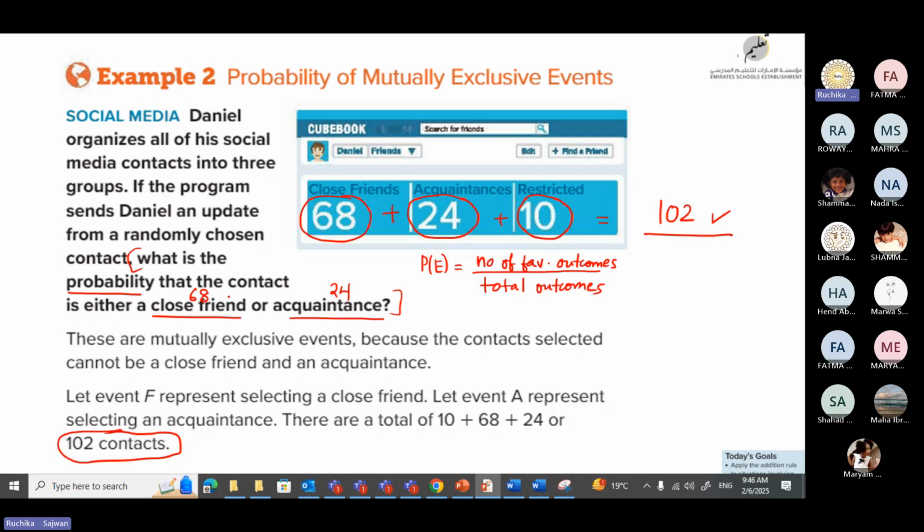Now look here carefully. If I want to choose a close friend or an acquaintance, out of these two events, event A is choosing a close friend, event B is choosing an acquaintance. Are these two events mutually exclusive? Yes or no? You know what close friends are, right? Like best friends. What about acquaintances?